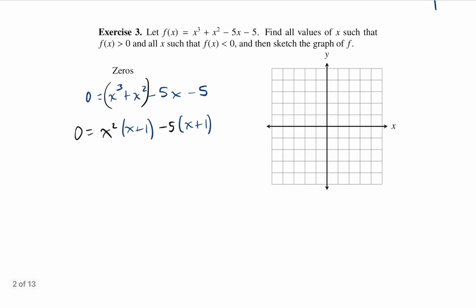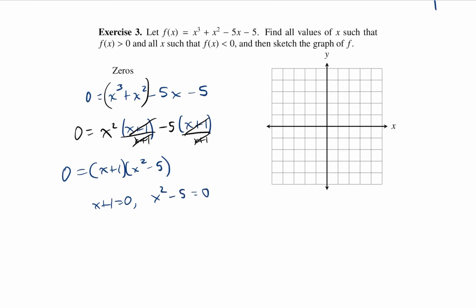So now we can take out that binomial. If you factor the x plus 1 binomial out to the front, you will be left with x squared minus 5. And now we can solve these two factors by setting them equal to 0. So this zero will be negative 1, and this will be x squared equals 5, which means that x equals plus or minus radical 5. So there are 3 zeros here.